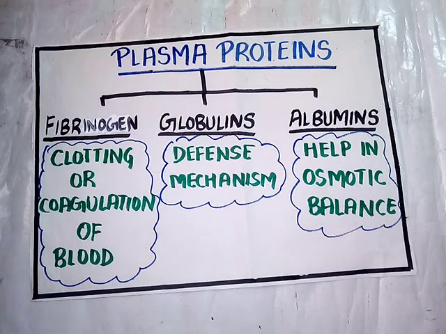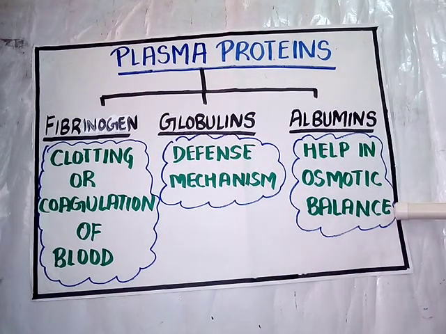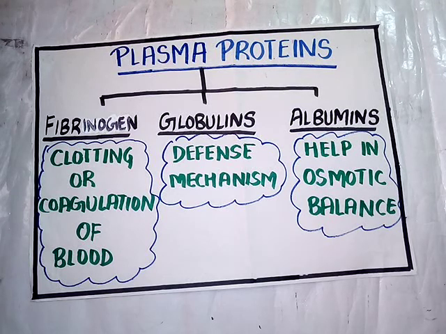The last major type of protein found in plasma is albumins. Albumins help in osmotic balance. Osmotic balance means that the concentration of electrolytes and non-electrolytes are maintained.